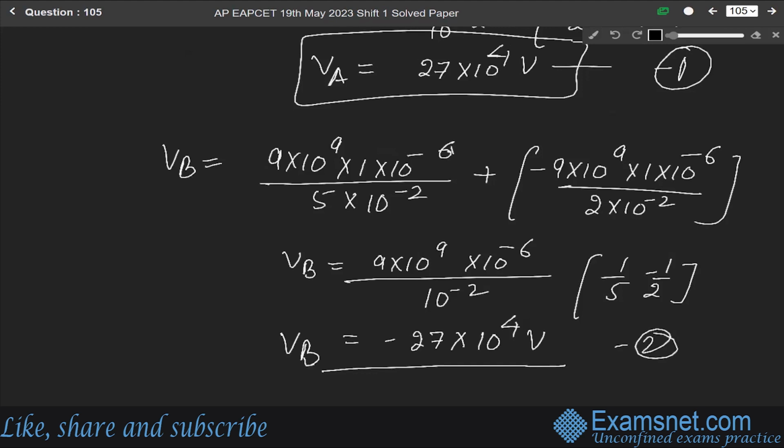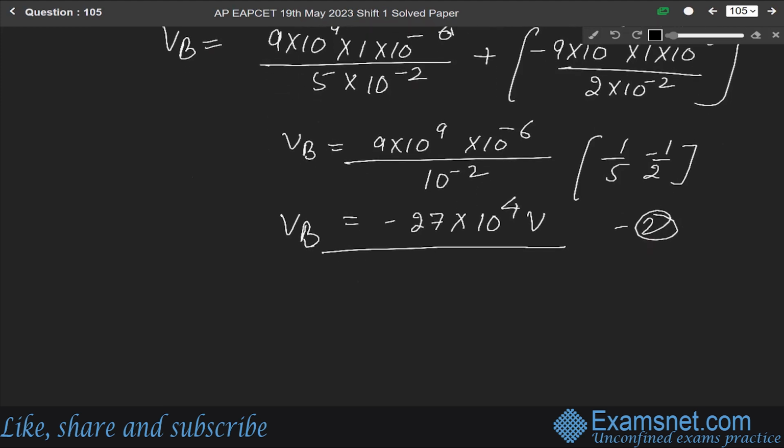So VA minus VB, since in this question we are asked to find the potential difference between point A and point B.